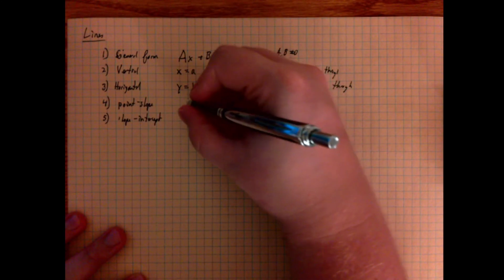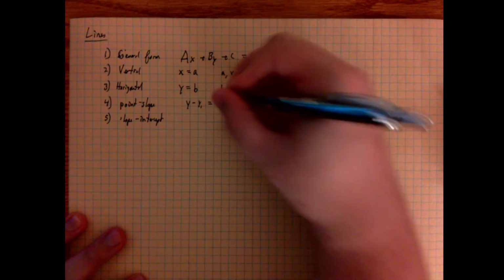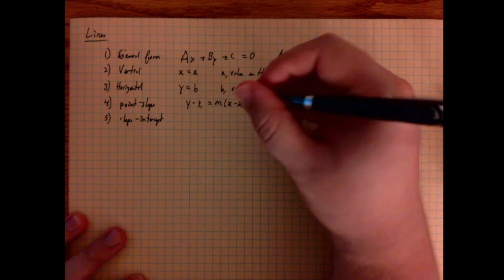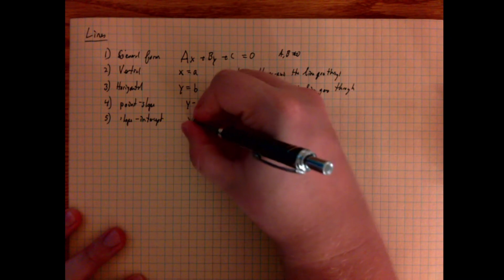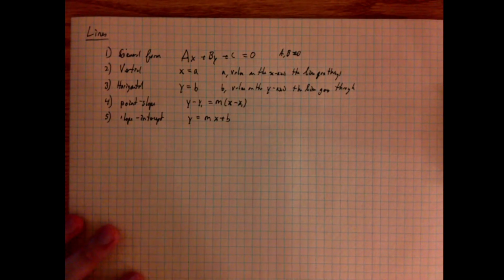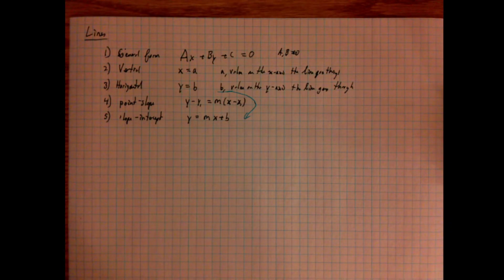Now, point slope is the fancy one. y minus y1 equals m times x minus x1. And then slope intercept is y equals mx plus b, where again, b has that exact same property: it's the place the line crosses through the y-axis. So, these are our basic equations of a line, and always have been.